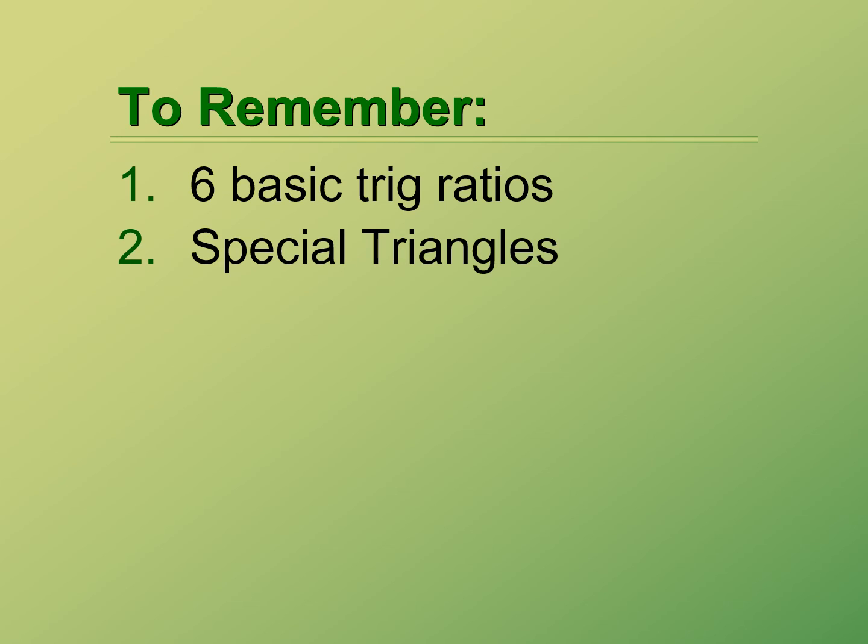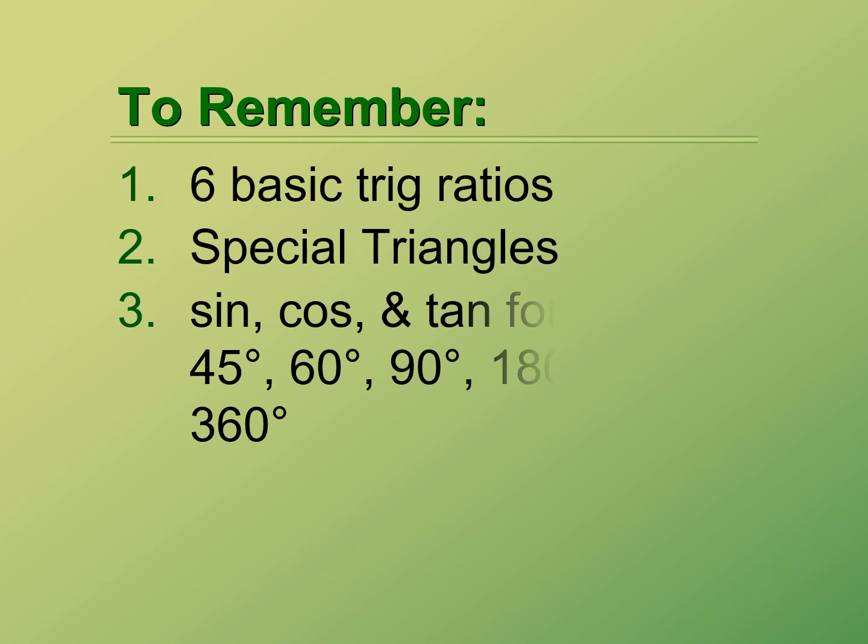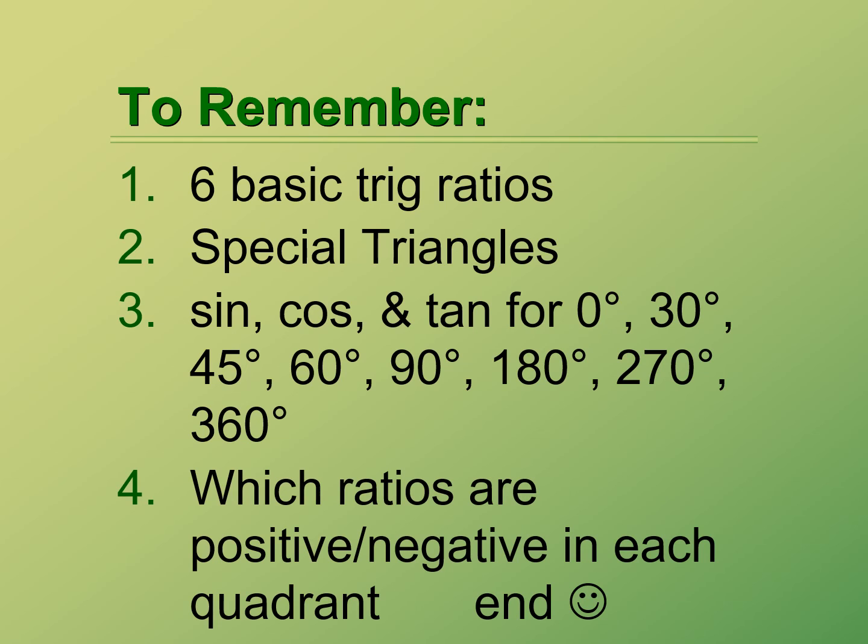So this is what you need to remember when doing trig ratios in the Cartesian plane. Remember your 6 basic trig ratios: sine, cosine, tangent, cosecant, secant, and cotangent. You need to remember your special triangles, so your 45-45 and your 30-60. You need to remember sine, cosine, and tangent for all your special angles. And then you need to remember which ratios are positive and negative in each quadrant.